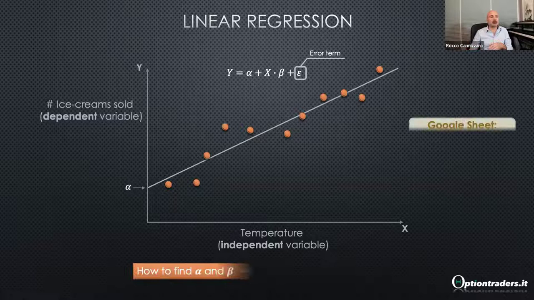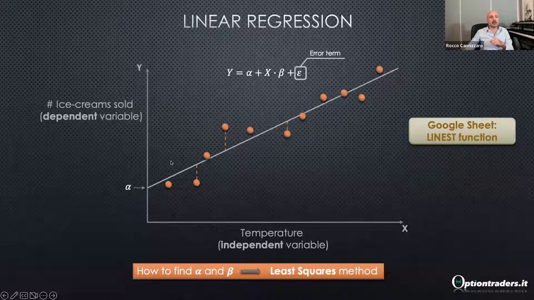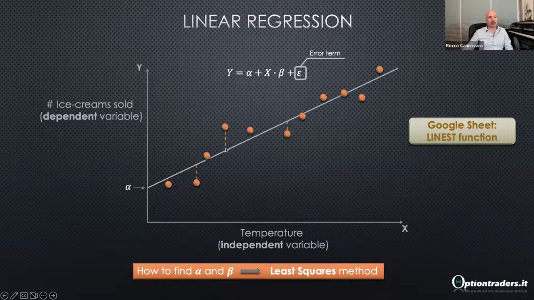So how do we estimate alpha and beta? A typical method is called least squares. There are many others, but least squares has some of the best properties when it comes to efficient estimation of the values. It finds the line that minimizes the distance between each of these points and the actual line. It actually minimizes the square of the distance, which is why it's called least squares. The error term is the distance between the actual value and the value predicted by my model, which in this case is this line. If you're using Google Sheets or Excel, you can use the function called LINEST for estimating a linear regression, and it will give you back the values for alpha and beta. All right, so how do we do this?